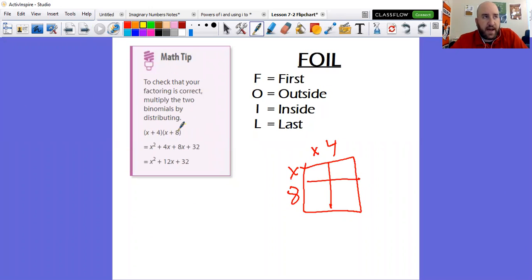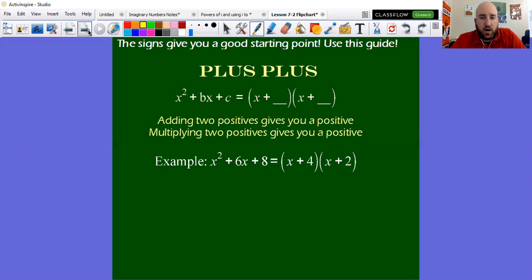Okay, if you want to check your factoring, here's the x plus 4, x plus 8 we got. Again, you can either do FOIL or the box method. If you need to check it, again, you don't necessarily have to. So when we bring the signs in, the signs are going to help us get our factors.